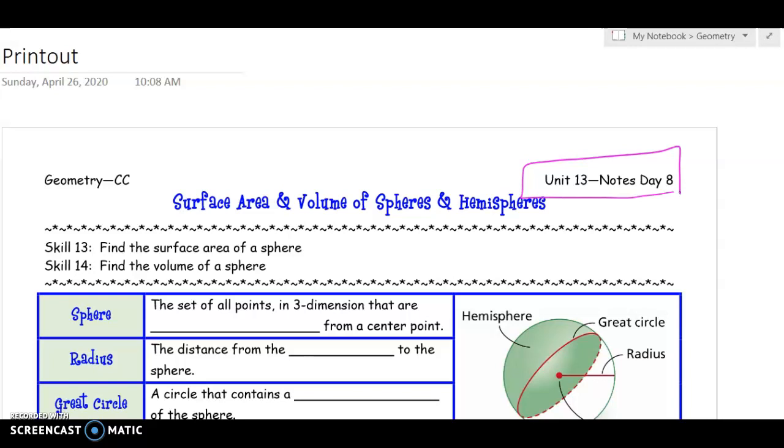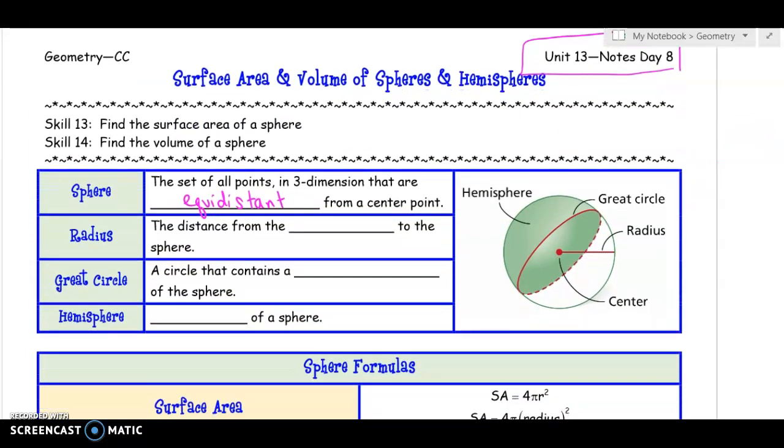So let's start with this. We're doing hemispheres and spheres today. Super easy compared to the other shapes we've been doing. A sphere looks like a ball, all right? All the points in 3 dimensions that are equidistant from the center point. So this is what a sphere looks like: a ball.